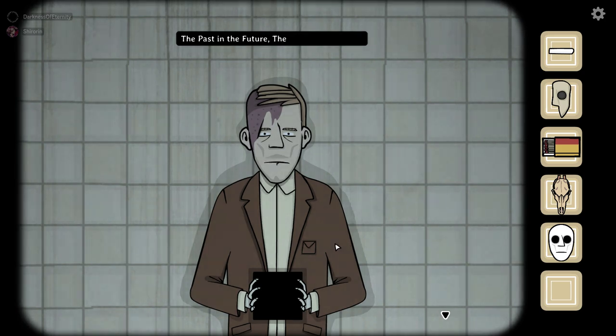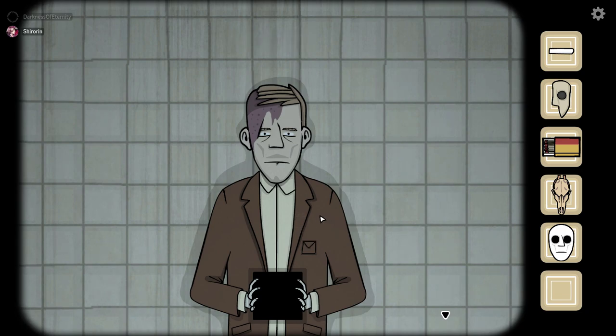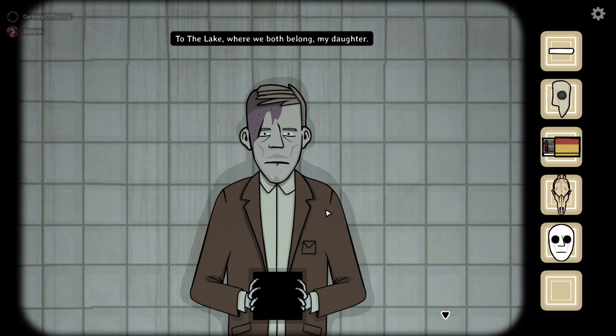The past. In the future. The future in the past. A cube inside a cube. There is a way out. To the lake where we both belong, my daughter. If the three gems are found and the golden cube is revealed in the past, look closely into the cube I hold.